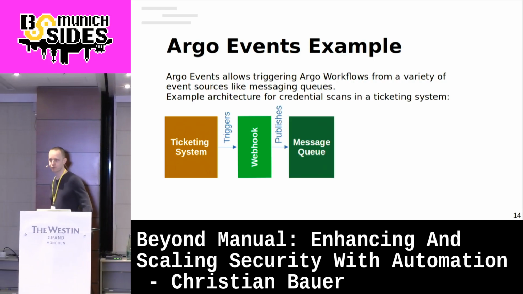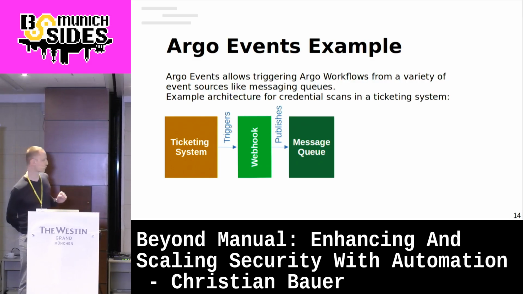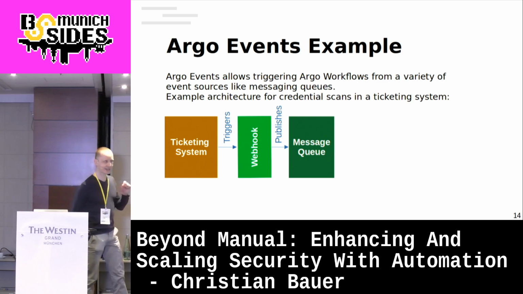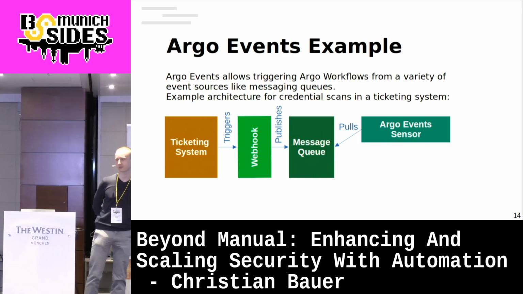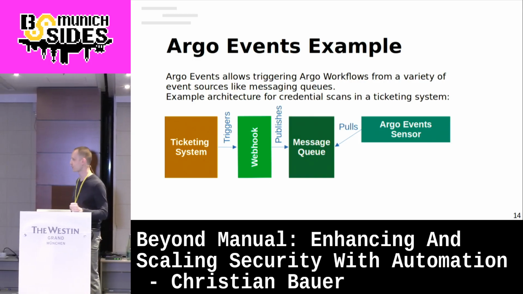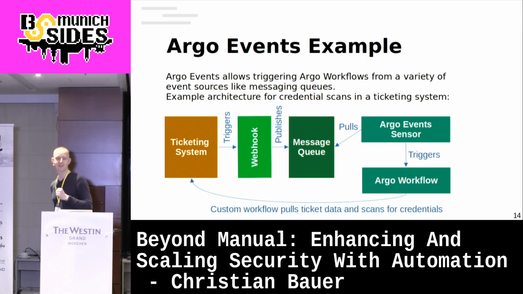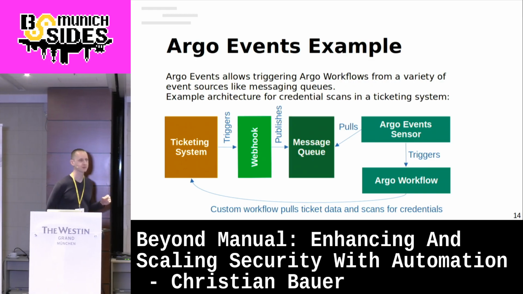What we do next is we push out this webhook to a message queue. The message queue contains this information: ticket X has been updated or created. And then the next step is, this is where Argo Events comes in. Argo can monitor this queue. It can see, oh, there's a new event, in that case, a ticketing system event. It will grab that message, and then it will launch a workflow, which is ultimately triggered by this message.